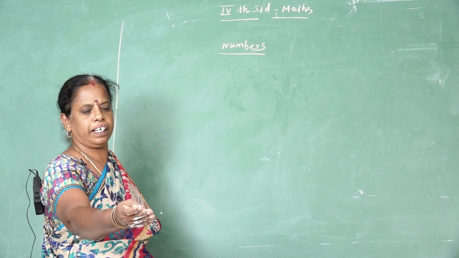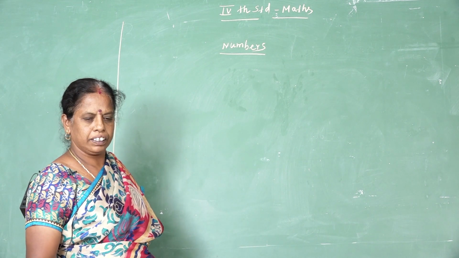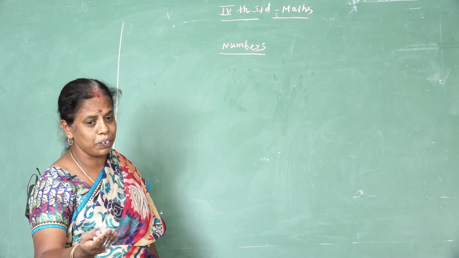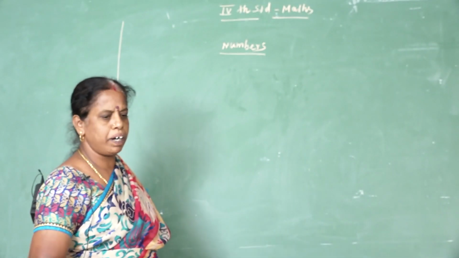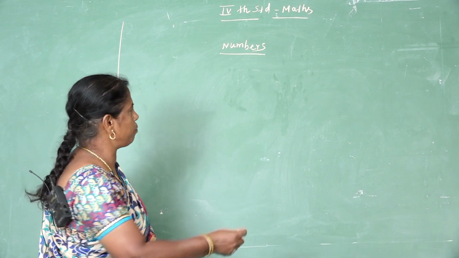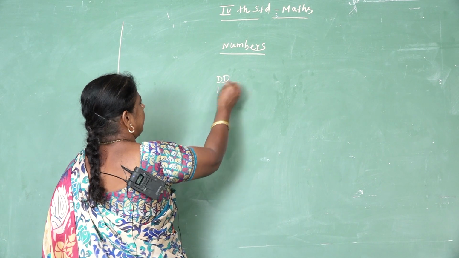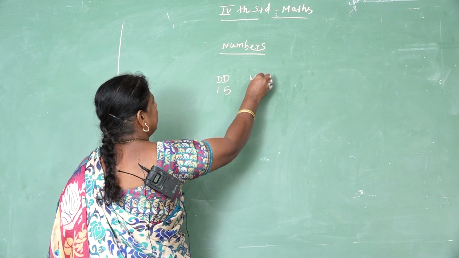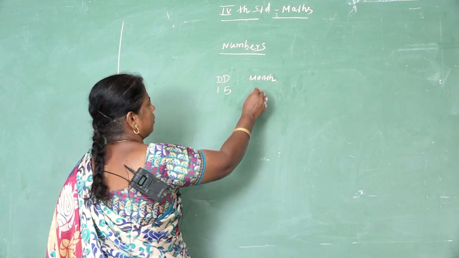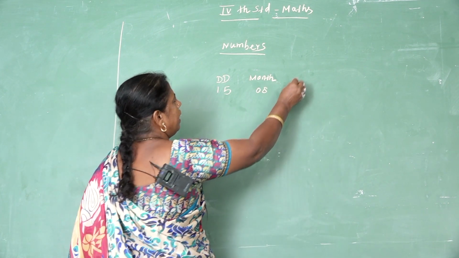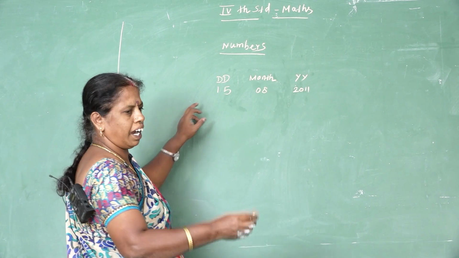Where do you use the numbers in your daily life? Hi, Tarun, come on. Say your date of birth. Say the date. 15. Say the month. August. So August is the 8th month. Say the year. 2011.